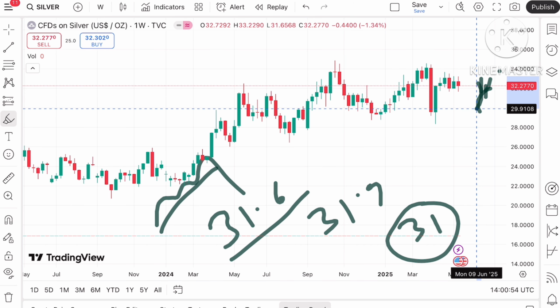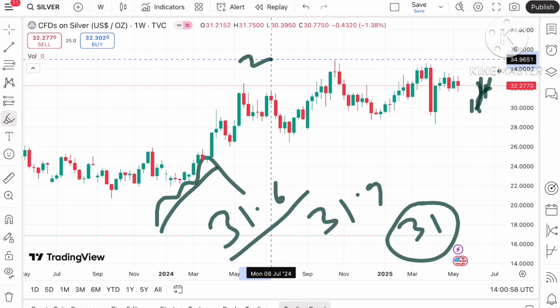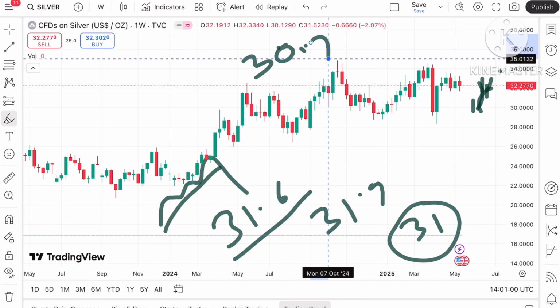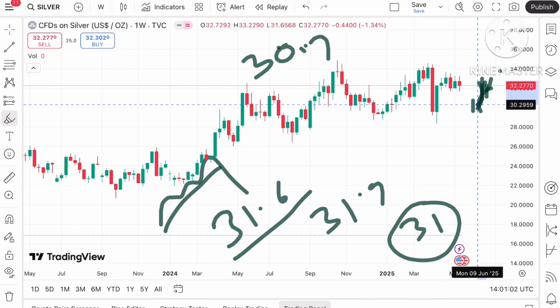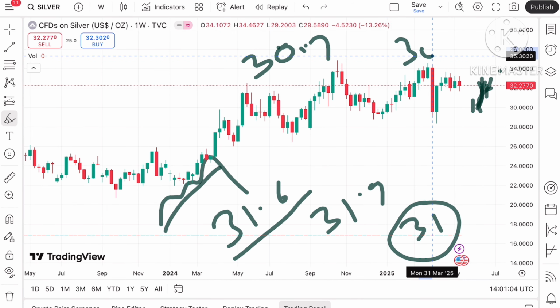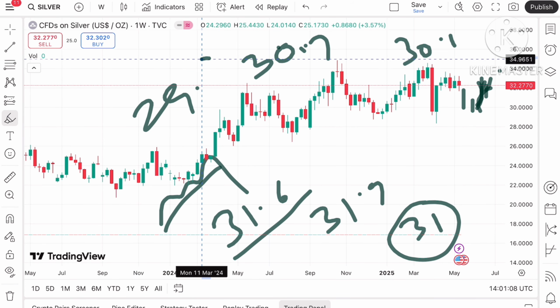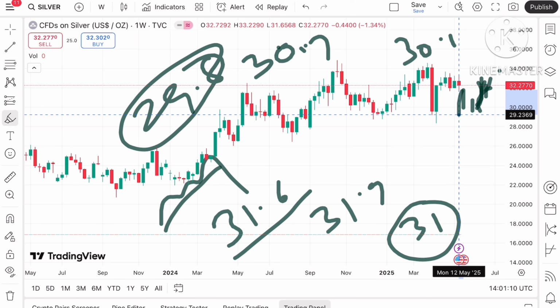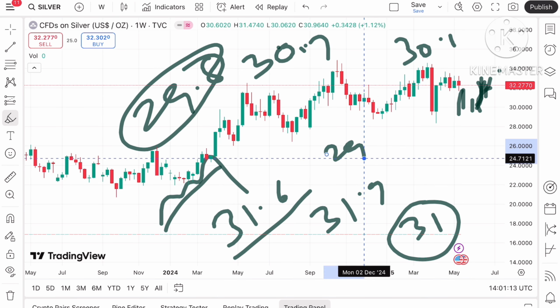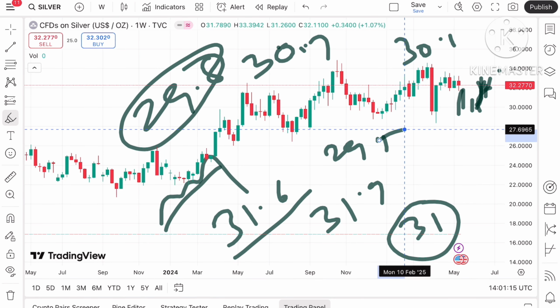And once the price falls below that particular level, there is a chance of going further down towards a level of around 30.7, and if that doesn't sustain, a further fall we can see towards a level of $30.1. Suppose the price falls below that level, there is a chance of going towards 29.8, and then a further fall towards a level of 29.5, and then a further downfall we can see.